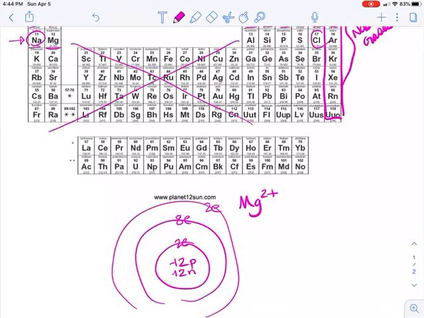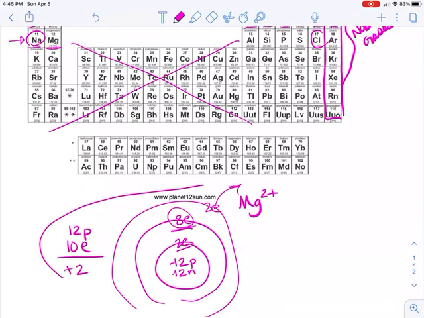But does it want to have 2 outer electrons? No, it wants to get rid of that, and it wants to only have 8 outer electrons, like a noble gas. So it kicks those off. Once it kicks those off, it still has 12 protons. But now how many electrons does it have? Now it has 2 plus 8, so it only has 10 electrons. So it has plus 2 charge. That is where I'm getting that number right there.